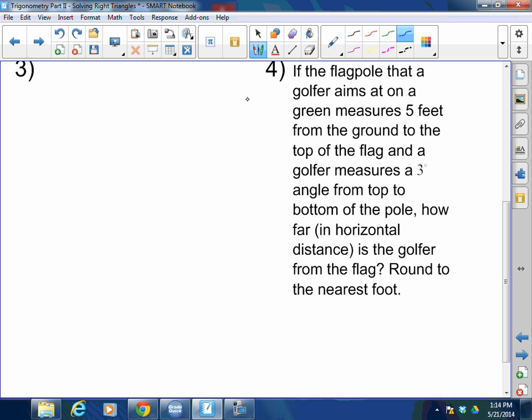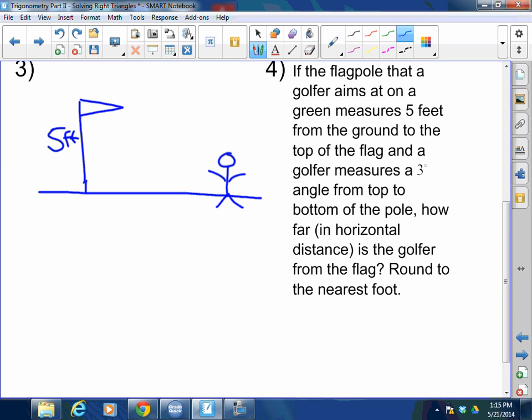First thing, a flagpole. So I have a little flagpole here, and a golfer's aiming at it. So that means the golfer's right here. Do not make fun of my awesome drawings. It says the flagpole measures 5 feet from the ground to the top of the flag. So that's 5 feet. Here's the ground. Whoa, just cut his legs off. Here's the ground. You with me? Okay.